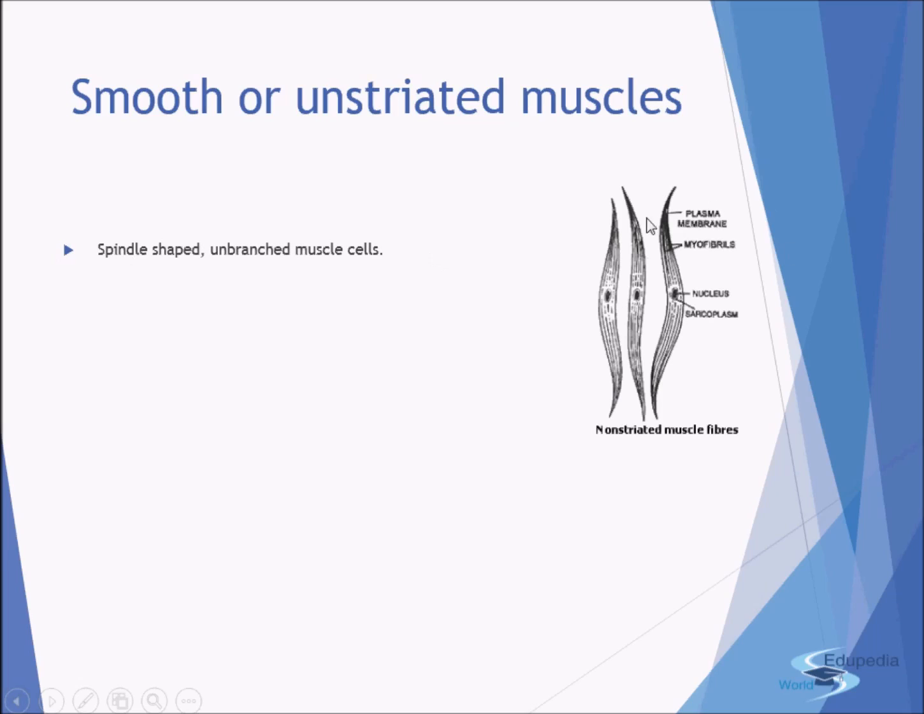So they are spindle shaped. As you can see, this particular shape is known as the spindle shape. They are also unbranched muscle cells. They occur in the form of bundles or in the form of sheaths.